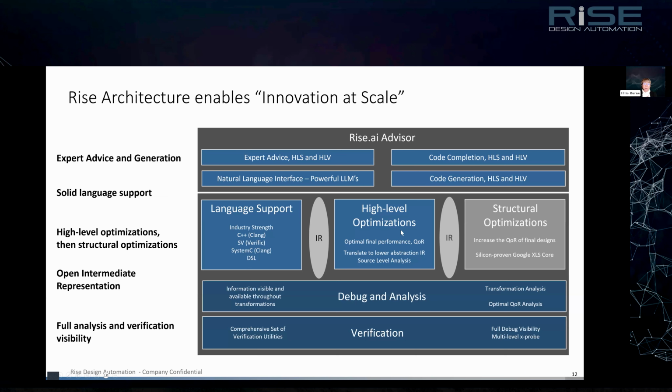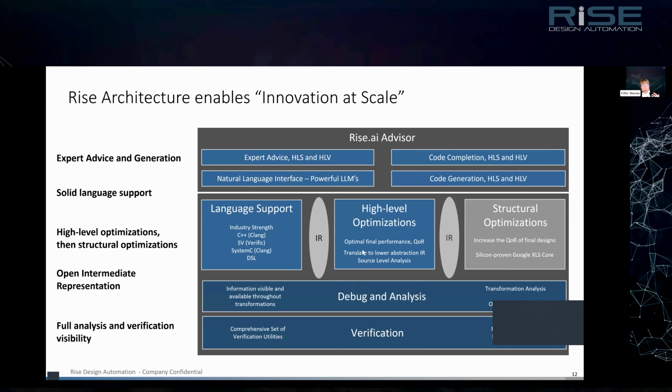We do several high-level optimizations, so we stay close to the code and can understand that quickly. And then structural optimizations, we've been partnering with Google and Google XLS Core, which gives us the backend kinds of silicon-proven optimizations that HLS is known for. An important part of this is we have an open IR, which has been really interesting because this enables us and others to look at debug and analysis, verification. It enables us to understand each of the levels of transformation so that the debug is very open and understandable about how you got from the high level design down into the RTL.